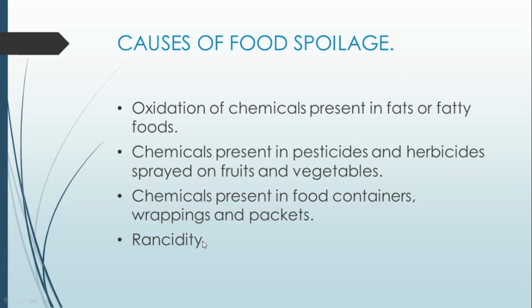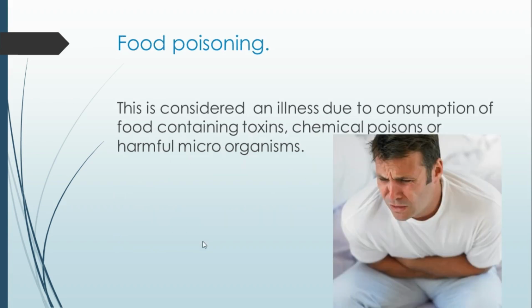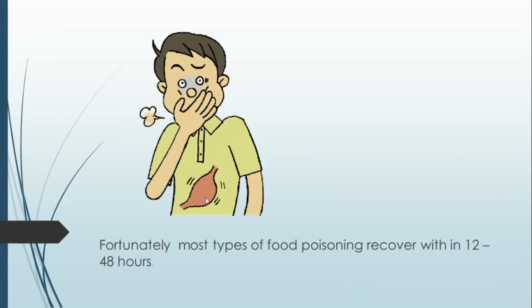Now we are going to define what food poisoning is. Food poisoning is considered an illness due to consumption of food containing toxins, chemical poisons, or harmful microorganisms. It's so fortunate that most types of food poisoning recover within 12 to 48 hours.